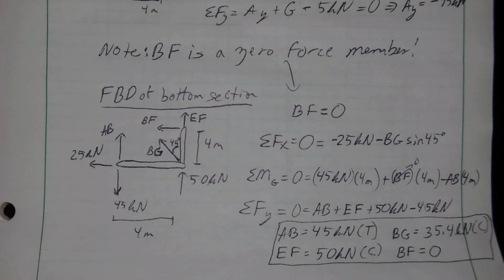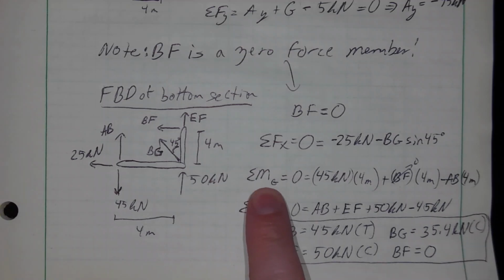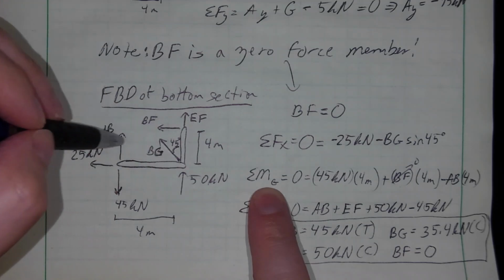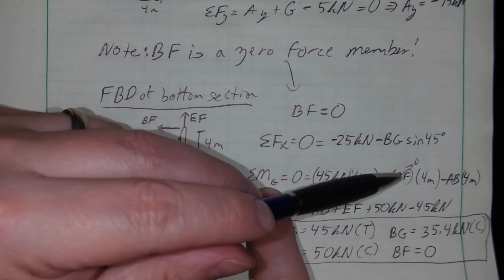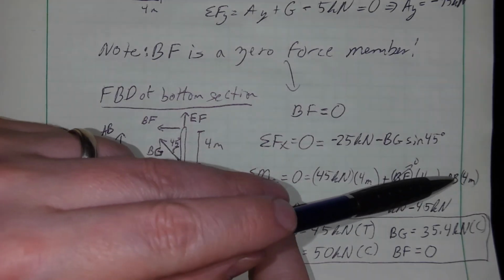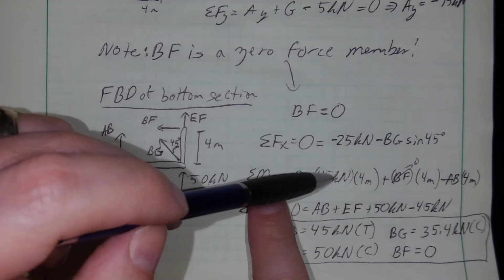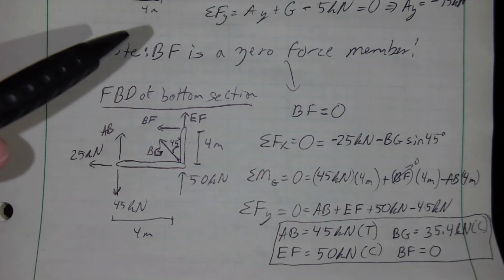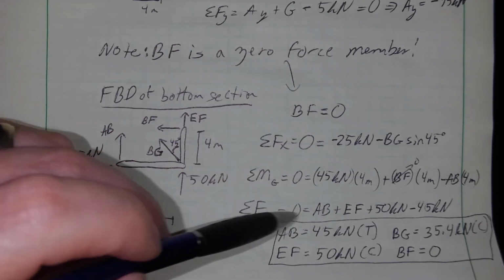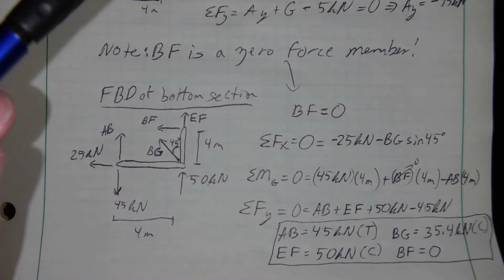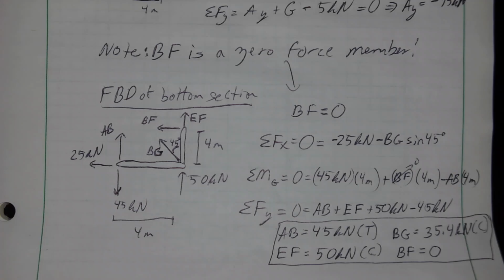What do you think? What did I do? I took moments about G. Why G? Because EF passes through G, BG passes through G. The unknowns are AB and BF. Oh yeah, BF's actually not unknown. BF's 0. So AB is the only unknown there. So this basically offsets this. That means AB is 45 kilonewtons in tension. And then once I know AB, solving the sum of forces in the y is easy. That leaves EF as the only leftover. And the only unknown in sum of forces in the x is BG. So we're good.